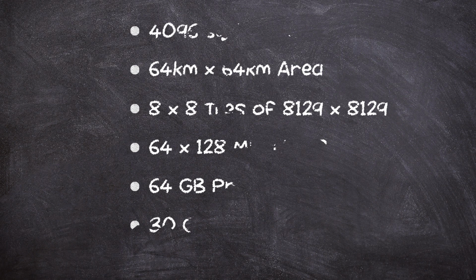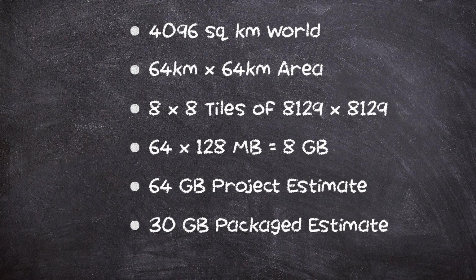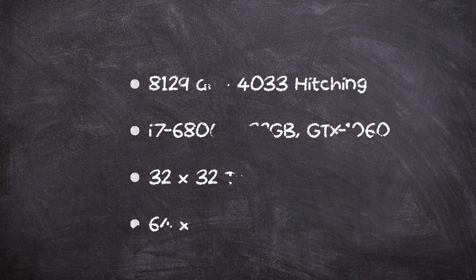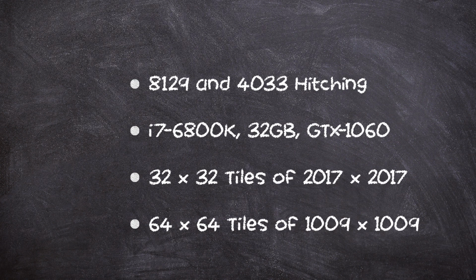This is a height map tile set that is 64 8129 by 8129 tiles, or 64 times 128 megs, which is 8 gigabytes just in height map files. The Unreal Engine project would be an estimated 8 times this size, coming in at around 64 gigabytes, and the packaged project would be an estimated 30 gigabytes. With my testing, 8129 and even 4033 tiles hitch on medium-level computer hardware, such as an i7-6800K with 32 gigs and a GTX 1060, which means that you would have to use 2017 tiles or smaller.